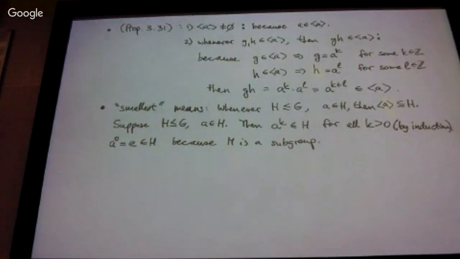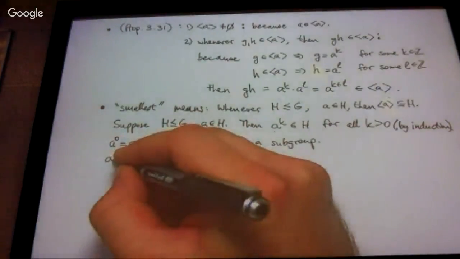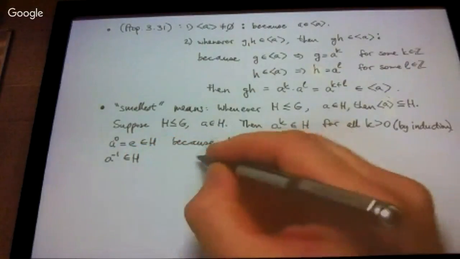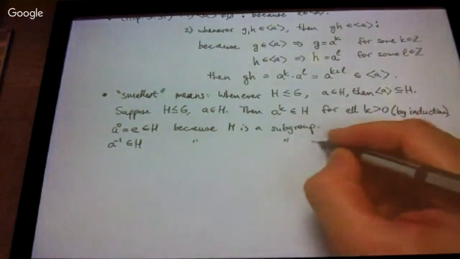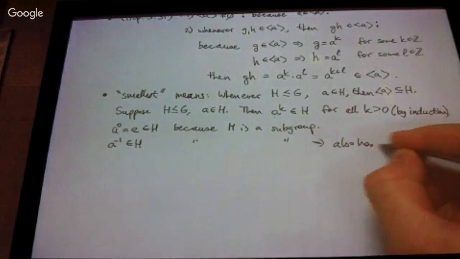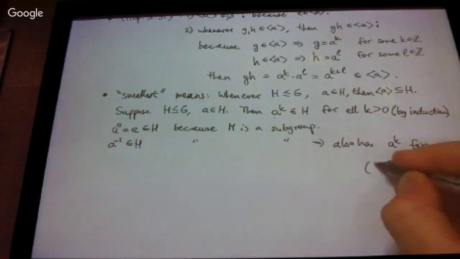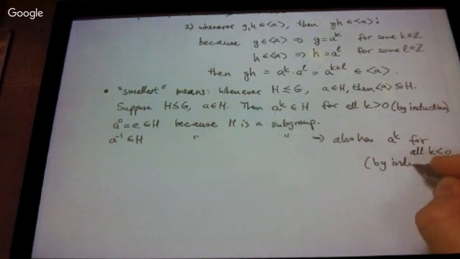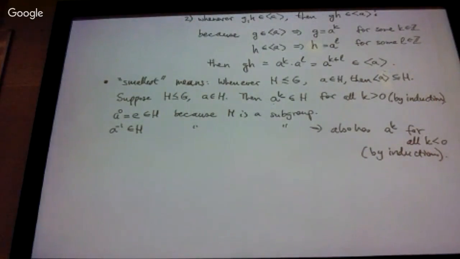Okay, so it has A to the k for all positive k. If it's a subgroup, it has A to the 0 because it has to have the identity, and it has to have inverses because it is a subgroup, and therefore also has negative powers, again by induction like before. Okay. We agreed on what this is.